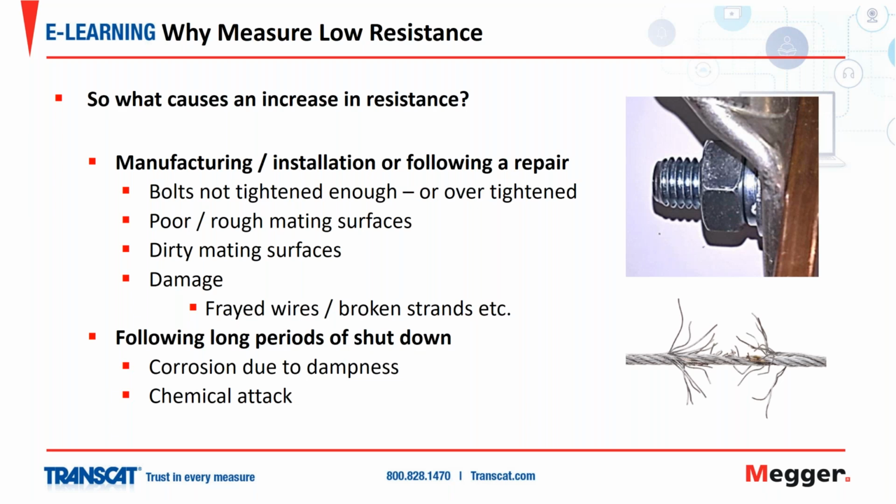So now we're going to look at some of the things that can cause an increase in resistance. So in manufacturing or installation, or even after a repair, maybe the bolts aren't tightened enough, or maybe they're over tightened. We'll take a look at that a little closer in a few minutes. If you got poor or dirty or rough mating surfaces, these can certainly cause an increase. And then damage like frayed wires or broken strands, these will definitely cause an increase in resistance. And then following a long period of shutdown, you have equipment that's been sitting out in the elements for many months or longer. And you can certainly see corrosion from dampness, moisture, and even chemical attack.